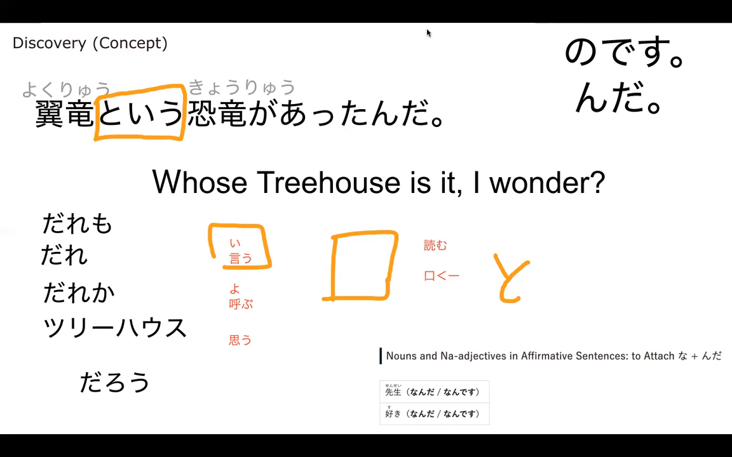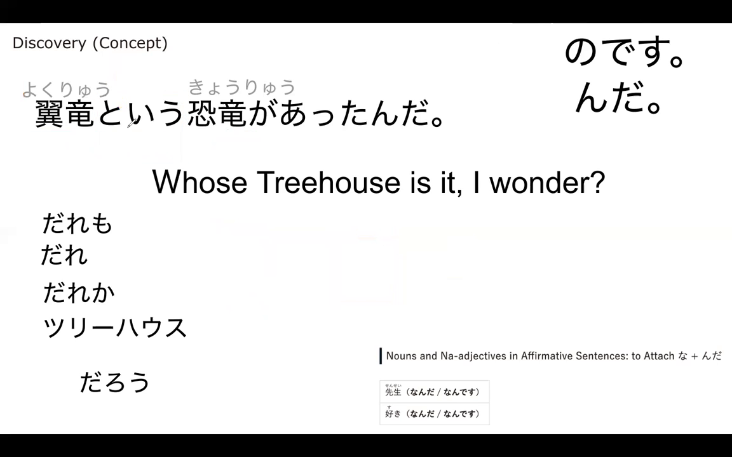So when you're breaking it down, it can be like yokoryu in quotation marks. So this is basically saying the dinosaur that is called yokoryu. We're not using yobu, but we're using iu. When you say what it is, we use iu. So a lot of times I say the name of the dinosaur was the flying dinosaur. So it's used for naming. Toyu, yokoryu, toyu, kyoryu. For example, I have a pet dog named Buki. I would say this as Buki to iu inu. A dog that is called Buki.